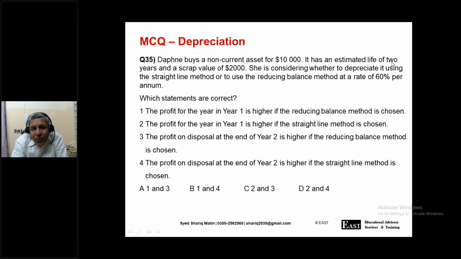Now in year two, if disposal is done, year one's depreciation straight line is 4,000, year two is 4,000, 4 plus 4 is 8,000, right? So the net book value of the asset is 2,000. Whereas if you use the reducing balance method, it is 6,000 depreciation for the first year and 2,400 for the second year. It's 8,400. So your net book value is 1,600, right? Using reducing balance, you have more chances of profit on disposal. You're charging 8,400 in depreciation and your net book value is 1,600. So the answer is statement 2 and statement 3 are correct.